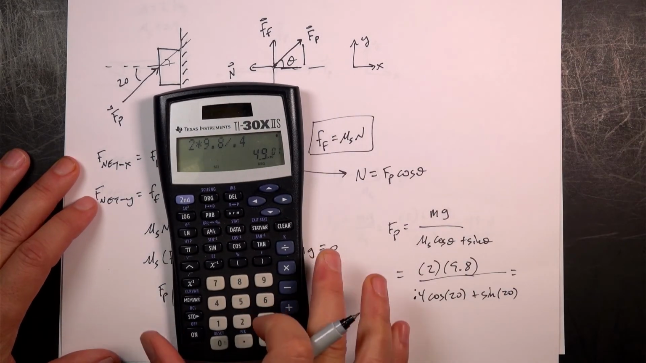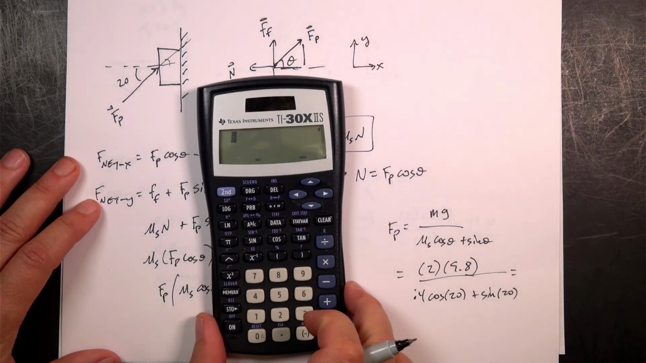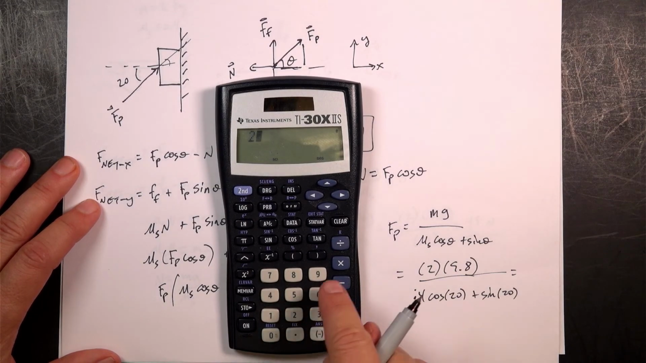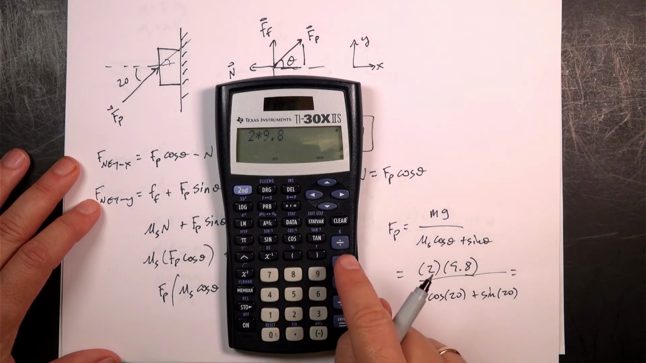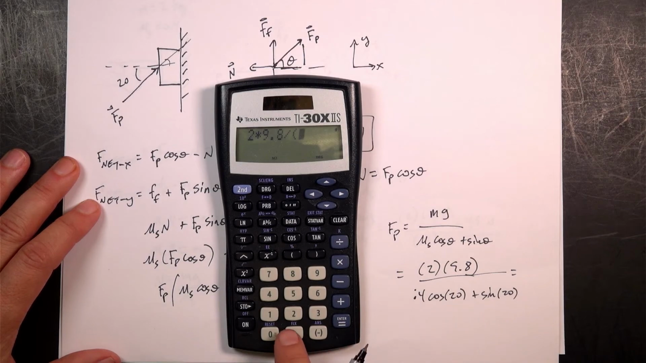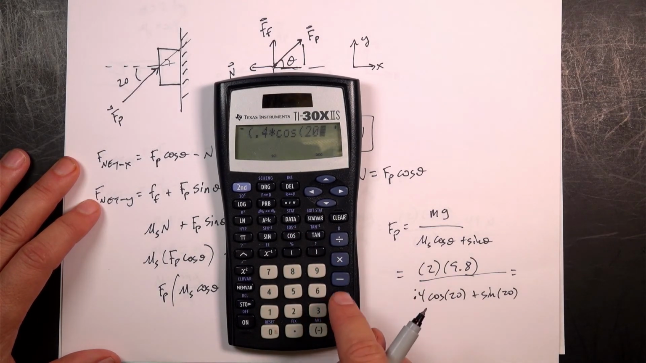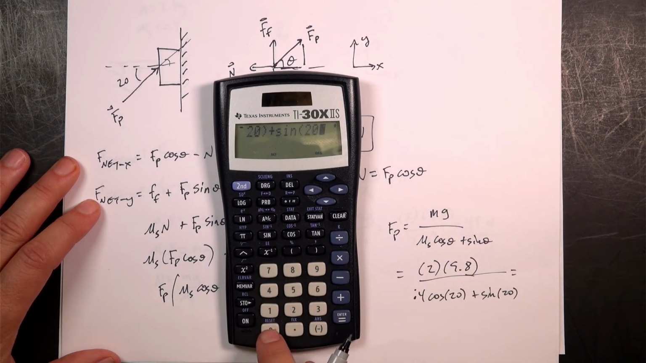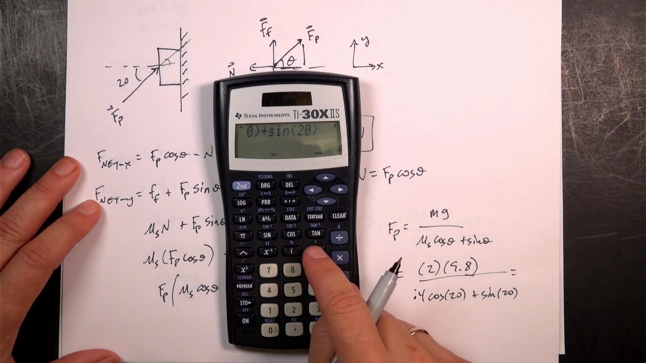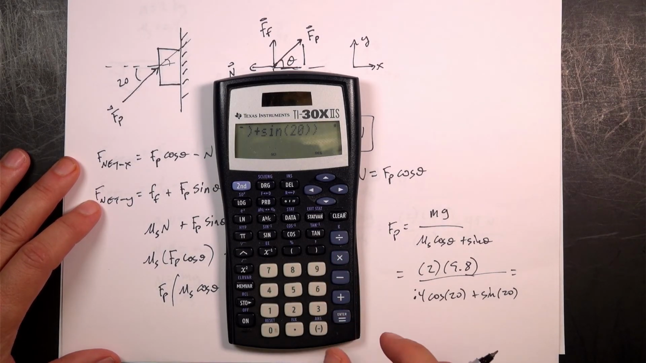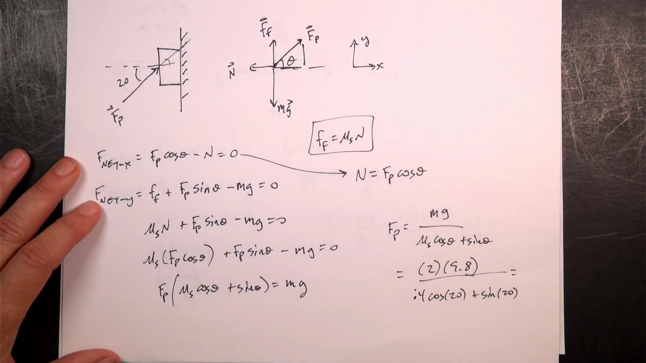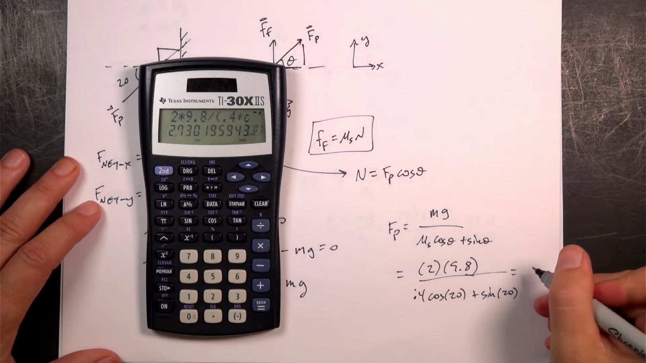And let's put it in the calculator. Okay. Can you see that right there? Okay. So I have 2 times 9.8 divided by parentheses 0.4 times cosine 20, close parenthesis, plus sine of 20, close parenthesis. And then one more for the whole denominator, equals. And I get 27.3.